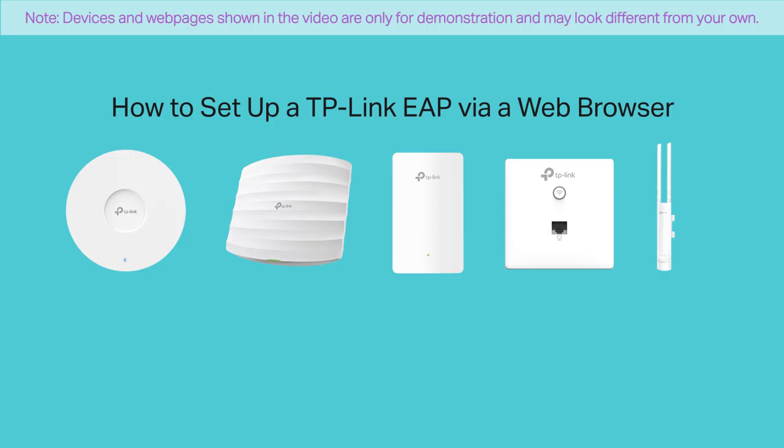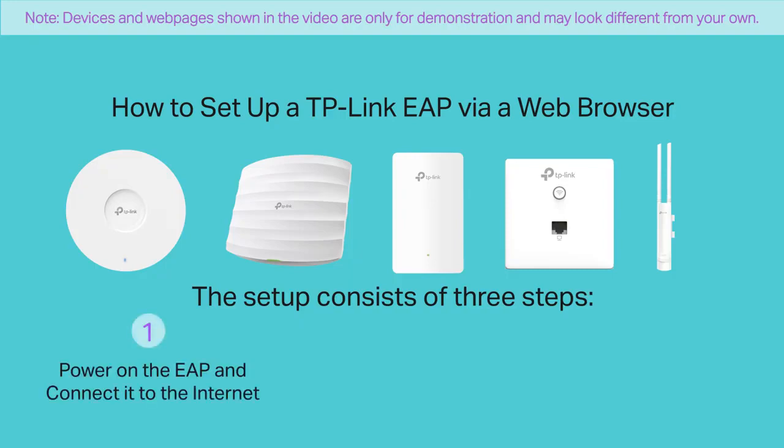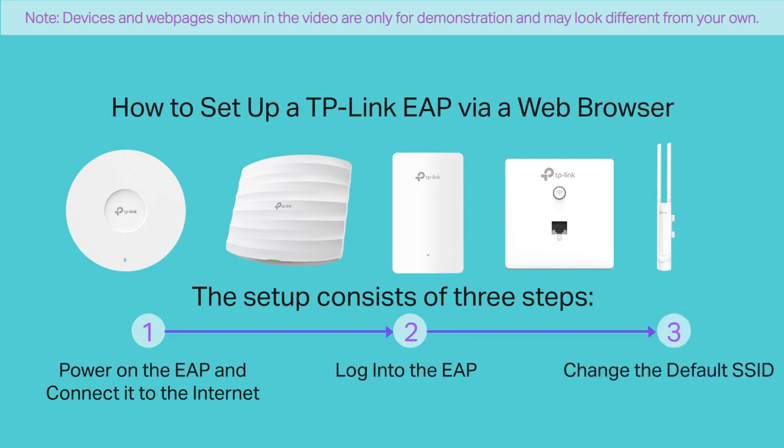Today, we'll introduce how to set up TP Link EAP via a web browser. The setup consists of 3 steps. Power on the EAP and connect it to the internet, log into the EAP, and change the default SSID.